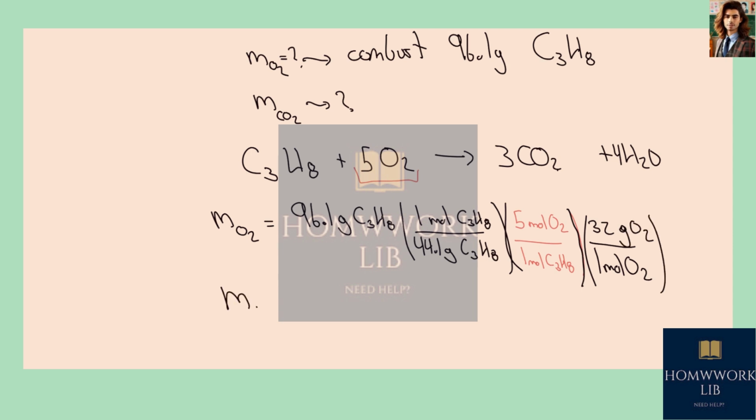For the result for the mass of O2, as you can see, the values that are going to cancel out are grams with grams, mole of C3H8 with mole of C3H8, mole of oxygen with mole of oxygen, and we're going to end up with grams of oxygen. So this is 32 times 5 times 96.1 divided by 44.1, which gives us 348.66 grams of oxygen.